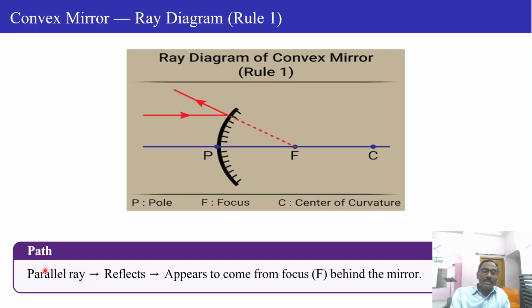So what is the path here? Parallel rays reflect and appear to come from focus. Parallel rays reflected appear to come from focus F behind the mirror. Focus is behind the mirror.